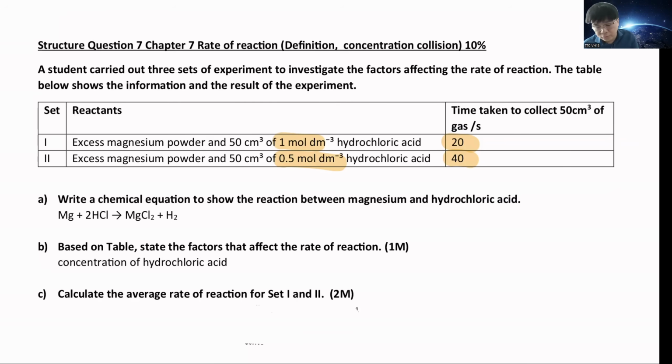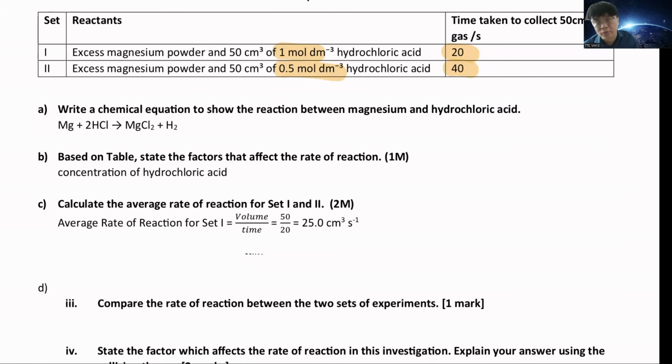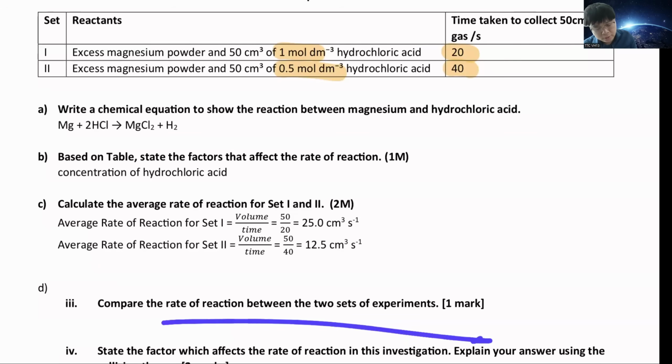Then calculate the average rate of reaction. So we check here, 50 cm³, right? They use 20 seconds to collect. So for set 1, 50 cm³ divided by 20 seconds, I get 25 cm³ per second. Then the second experiment is 50 cm³, use 40 seconds to collect. So 50 divided by 40 seconds, I will get 12.5. Then compare: number 1 is faster. So set 1 is higher rate of reaction compared to set 2.